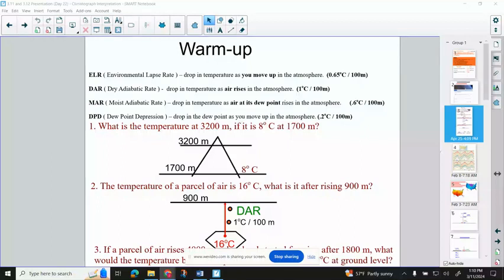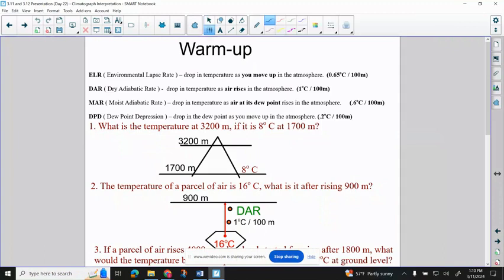All right, so as we look at this first one, what is the temperature at 3,200 meters if it is 8 degrees Celsius at 1,700 meters? So I've got it set up here for you so you can see you're starting at 1,700 meters at the bottom of the mountain, and then you're going to go to 3,200 meters. So that means that you are going to change elevation by 1,500 meters.